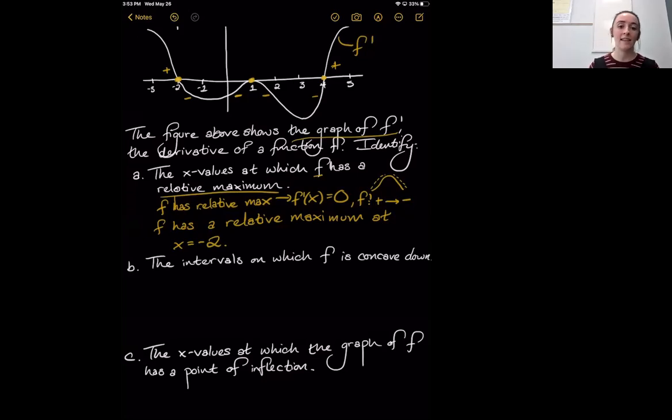Now we want to identify the intervals on which f is concave down. Let's write our little translation statement. So if f is concave down, what does that mean in terms of its first derivative? Well, if f is concave down, that means that its first derivative would have to be decreasing. F prime has to be decreasing.